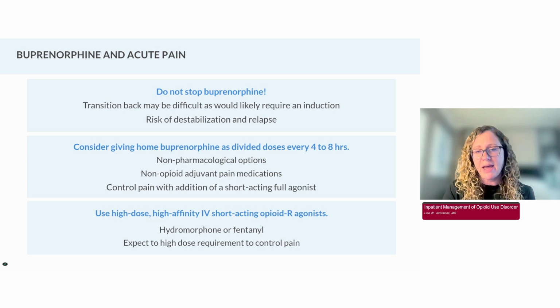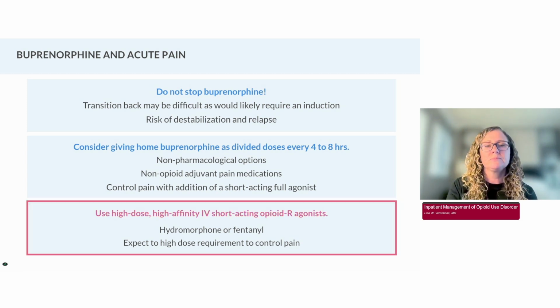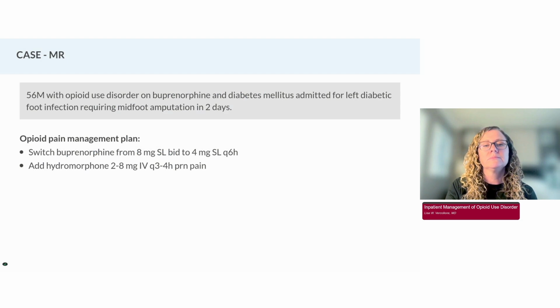And if we are going to add short-acting agonists, they need to be high-dose, high-affinity, IV short-acting opioids. And this is largely going to be hydromorphone or fentanyl. A lot of institutions can't use fentanyl on the floor, and therefore hydromorphone would be the drug of choice. It is the medication that we use most frequently, because buprenorphine has a very high affinity for those mu receptors, and if you're going to get pain control, you need something that also has a high affinity.